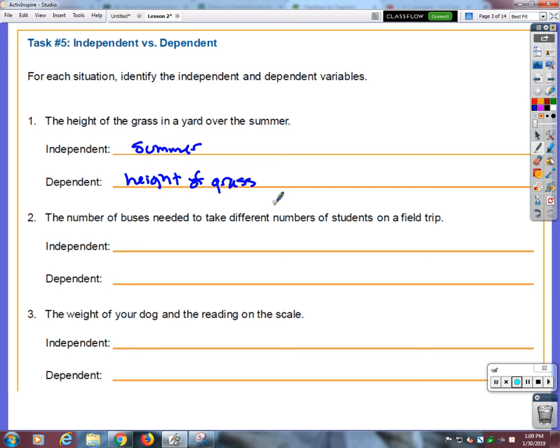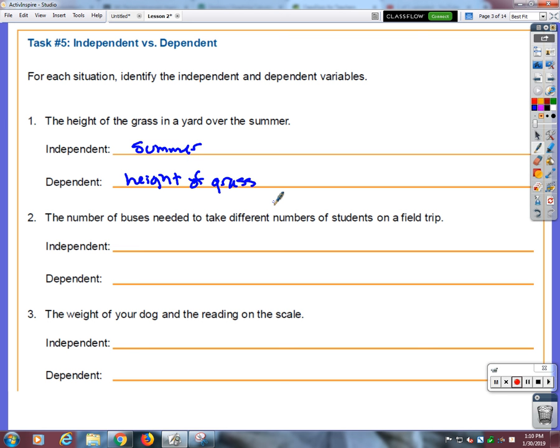Yeah, but the main thing is the question you're asking is which one affects the other one. So it doesn't matter whether it's making the grass taller or shorter or dies or whatever. It's summer affects the height of the grass.